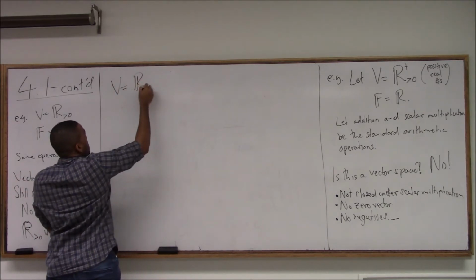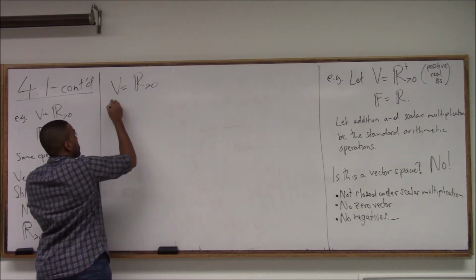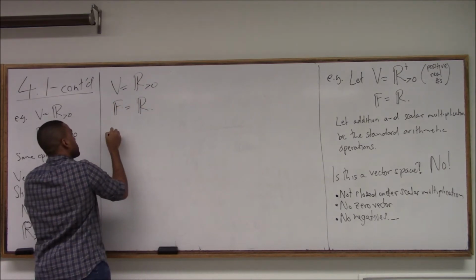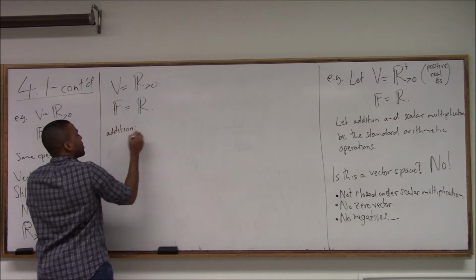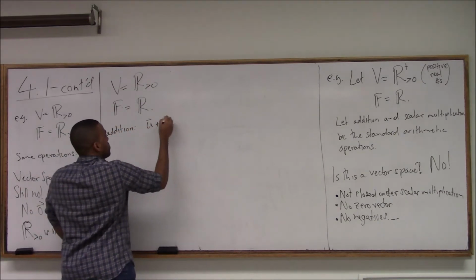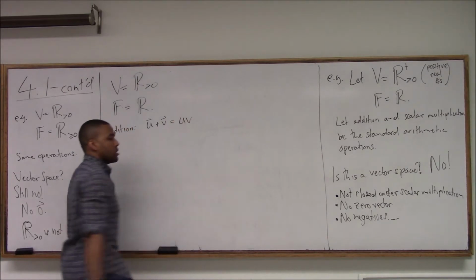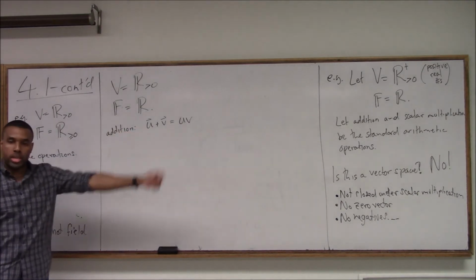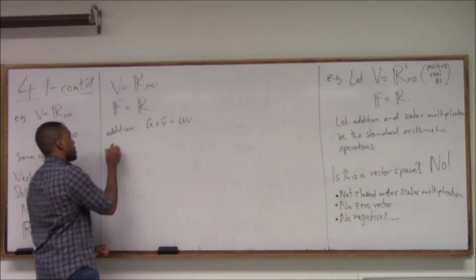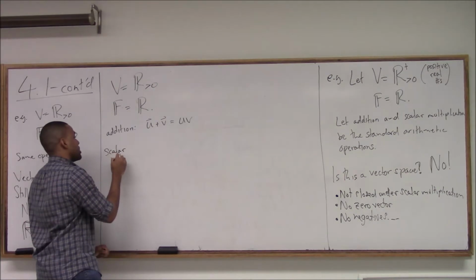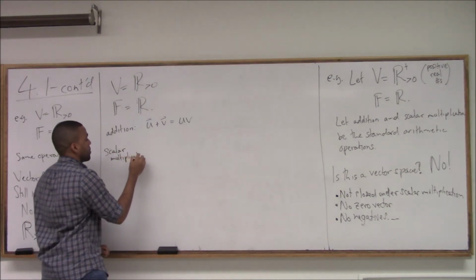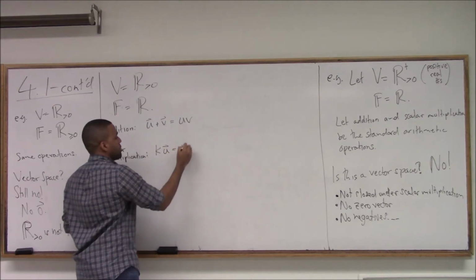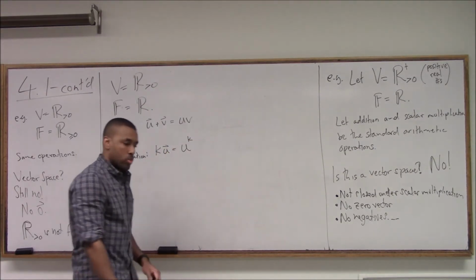So let's look at the positive real numbers. My field is all the real numbers. But here's how I define addition. U plus V is equal to U times V. So when I add two vectors, I'm using the arithmetic multiplication. And let me define scalar multiplication this way: K times a real number U, I'm going to define it to be U raised to the K power.